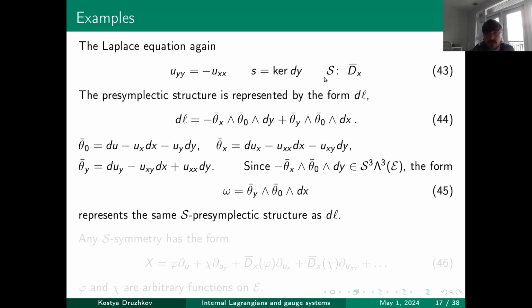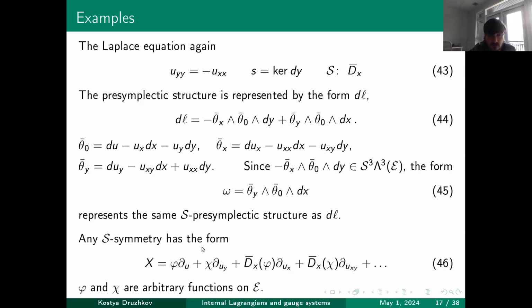Let me recall that the corresponding spatial distribution is spanned by the total derivative with respect to x. And the presymplectic structure is represented by the form dL, but it's easy to see that the multiplier in the first summand here just annihilates the corresponding spatial distribution. So we can just cut this term off and consider the differential form omega, because this differential form omega represents the same presymplectic structure as dL. So we can deal with this differential form omega. Any S-symmetry has the form 46. Any S-symmetry is given by a pair of functions, phi and chi.